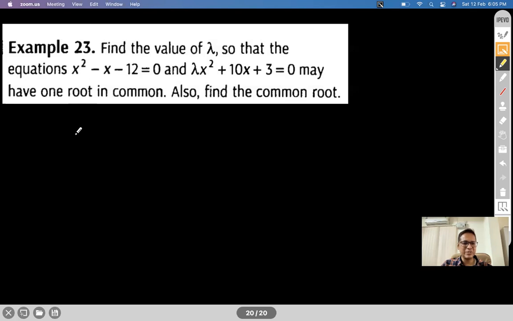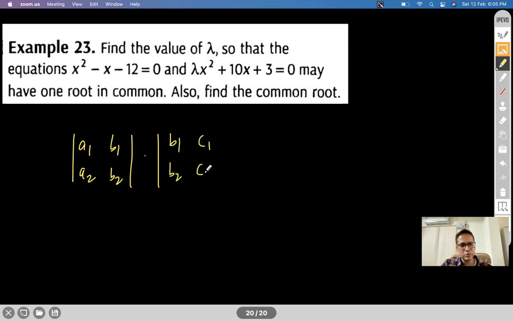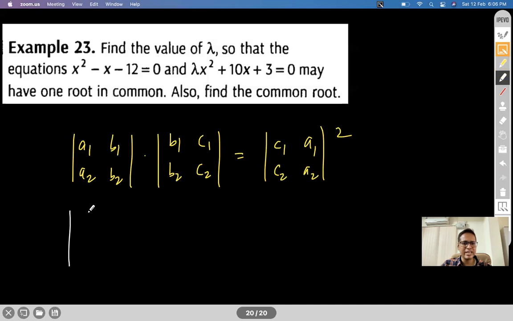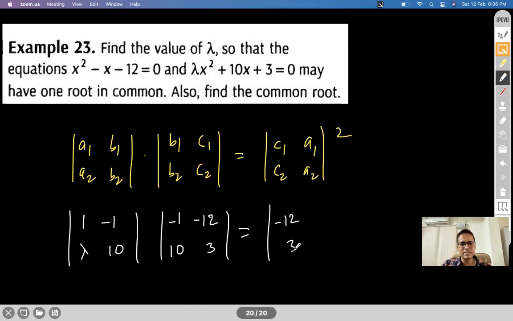Let's try to write down that situation which we have written. A1, A2, B1, B2 into B1, B2, C1, C2 is equal to C1, C2, A1, A2 determinant whole square. Okay. So now let's write down what is A1, A2. A1, A2 will be 1 lambda. B1, B2 will be minus 110. C1, C2 will be minus 12, 3. This will be minus 12. 3, 1 lambda square.